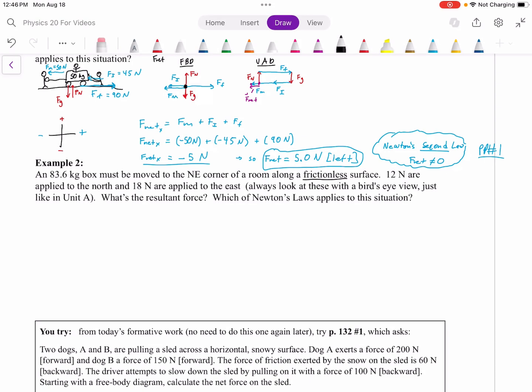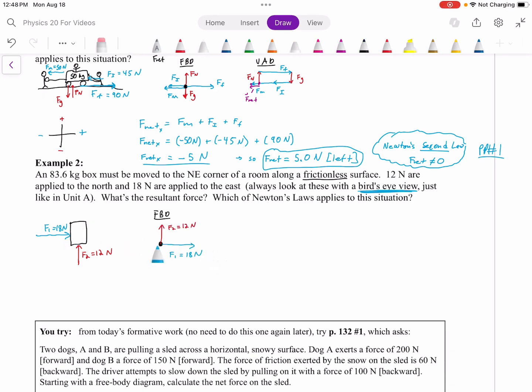Let's start drawing our diagram. Whenever we get northeast, southwest involved, we're going to need to look at this from above with a bird's eye view, okay? So 18 newtons are applied to the east. We'll call that F1, 18 newtons to the east, and then 12 newtons to the north. Notice they are in completely separate axes, right? We're not just going to add those two because we can only add x's to x's and y's to y's, right?